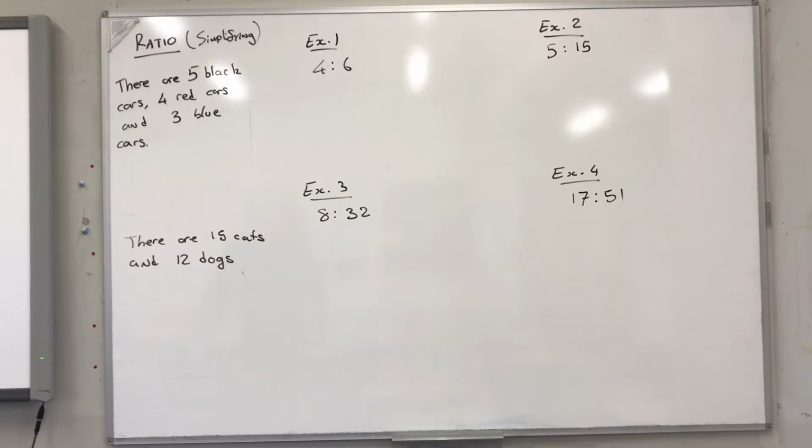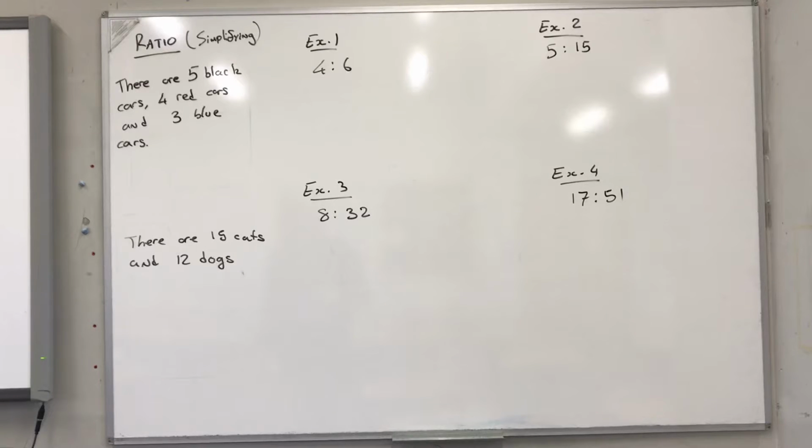Hi. So in this video we're going to talk about ratio, and we use ratio when we're dealing with multiple different things that we have quantities for. So for example, in this first written out example, we get 5 black cars, 4 red cars and 3 blue cars. What if we want to compare to each other how many of each of them there are, but in a simple way that is not having to write out that sentence each time?